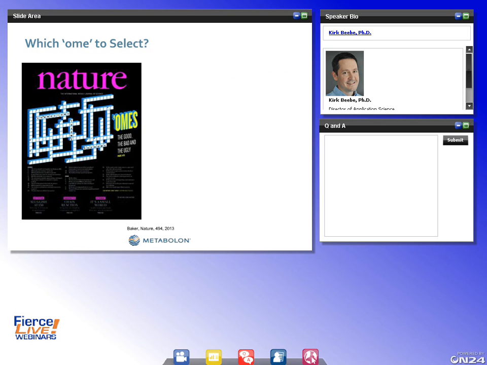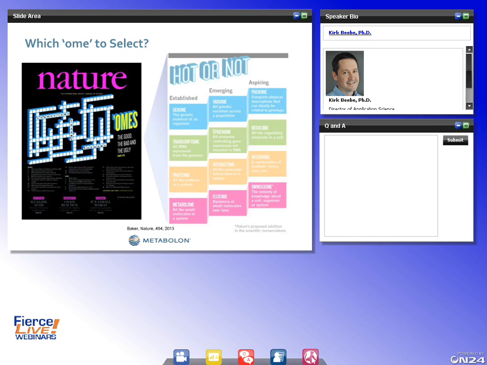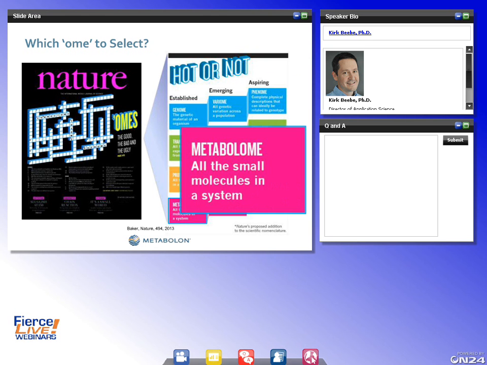And they also assessed whether they were the established ones, emerging, or aspiring. Under the established ones, of course, you see genomics, transcriptomics, and proteomics, but also the topic of today's presentation, which is the metabolome, which is all the small molecules of a particular system. And I'm going to focus a lot of the next few slides on why that's a particularly useful data stream in trying to understand the complexity of human phenotypes and bring systems biology together.